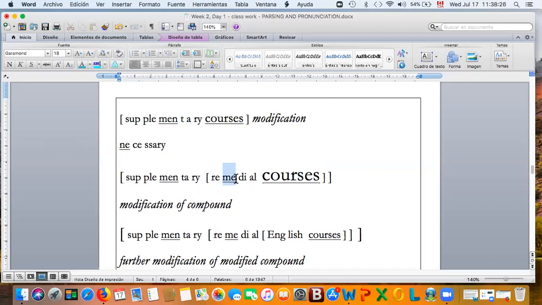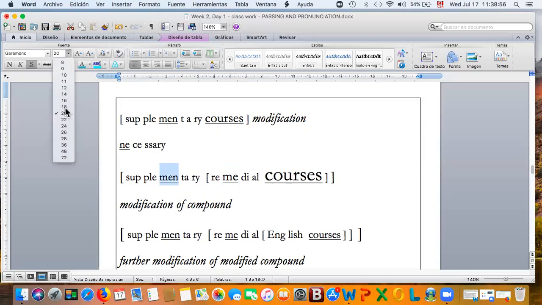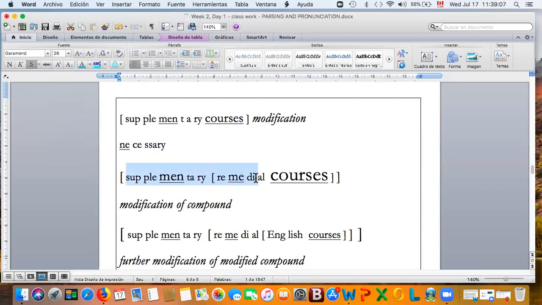Now, what that should give you logically is this. Supplementary remedial courses, going from lower to middle to higher. And as I said before, we can do that, but we don't like the sound of that very much. So we can invert it like this. Supplementary remedial courses. But as I've said already several times, at the normal rate of speech, we will simply level out these two here, giving you supplementary remedial courses.